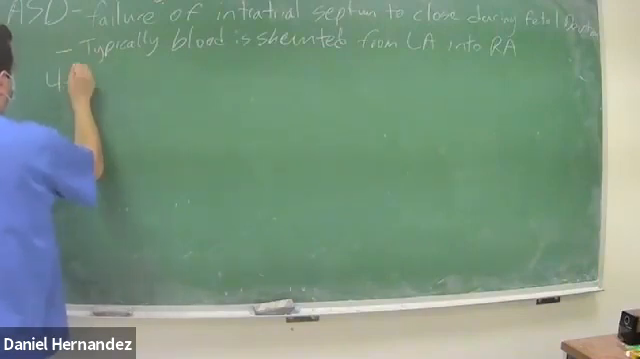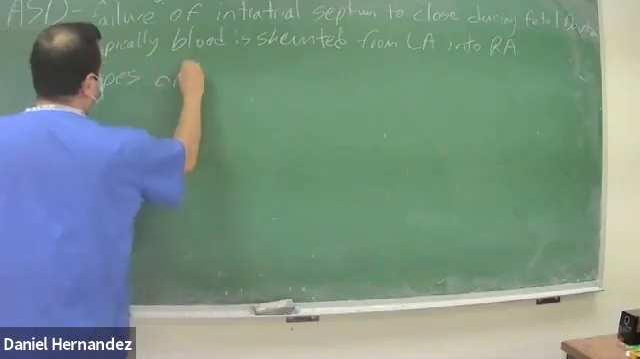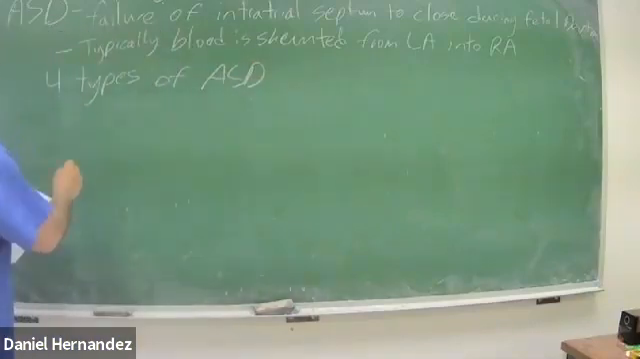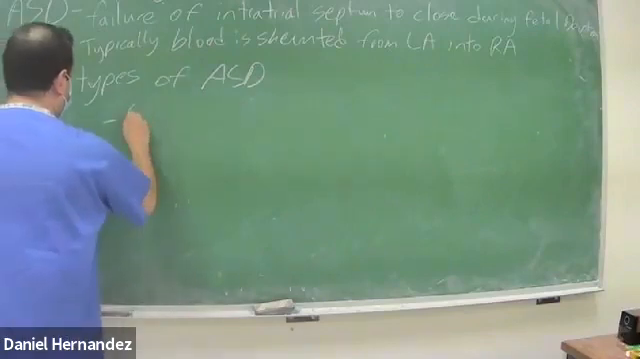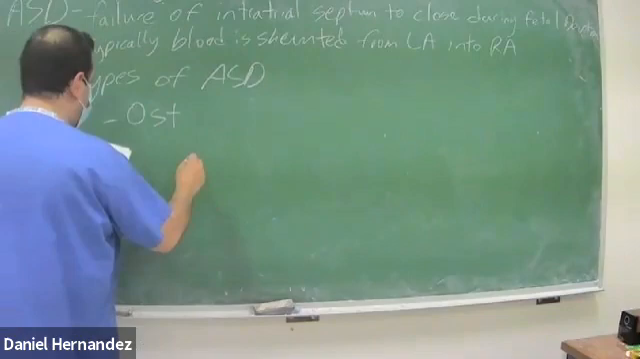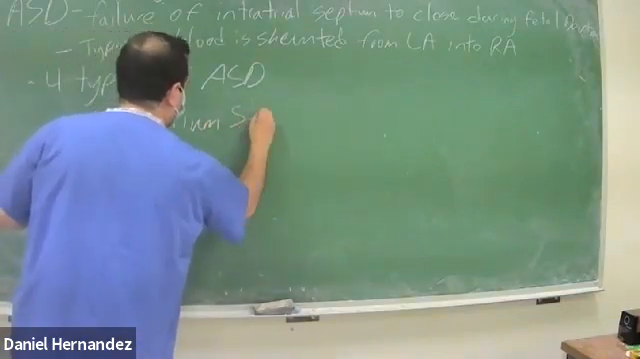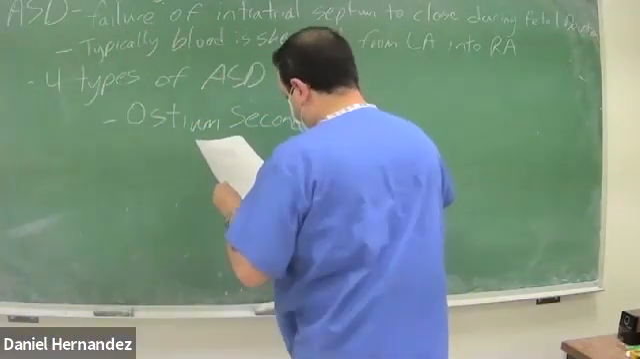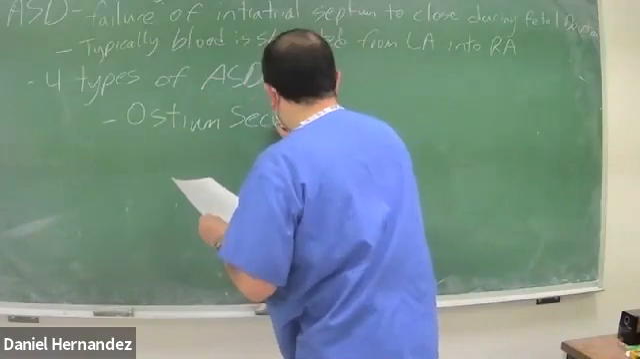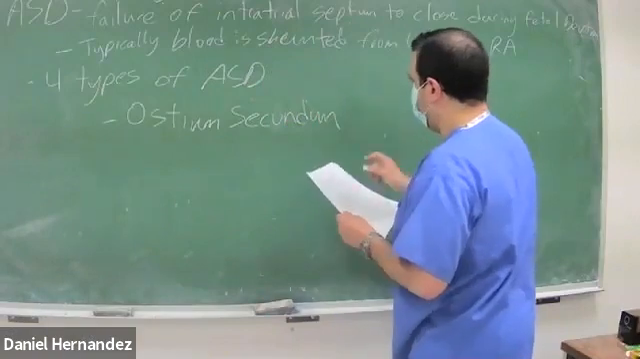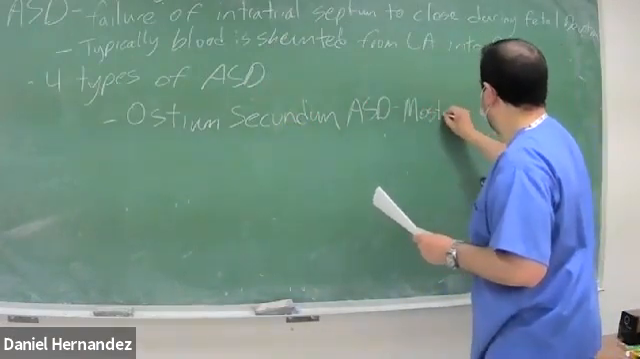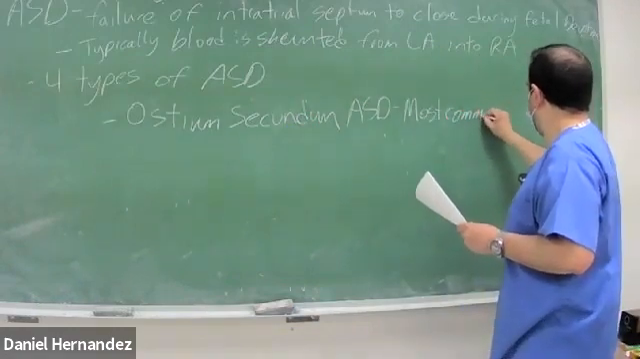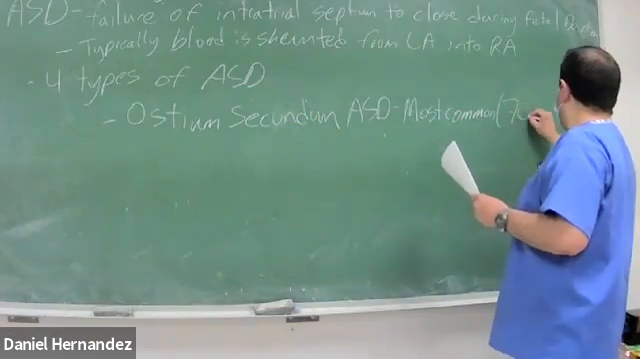There are four types of ASDs. The ostium secundum ASD. This one is the most common, about 70%.